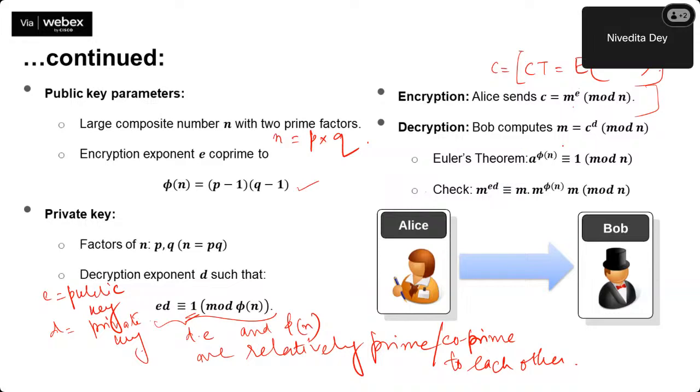Similarly, on decryption, Bob will compute the plain text from the ciphertext raised to the private key of Bob itself, mod N. By Euler's theorem, you will be computing this, and if you compute it, we get your plain text. Why can I not do that? Because finding D and E is not really a very easy task.